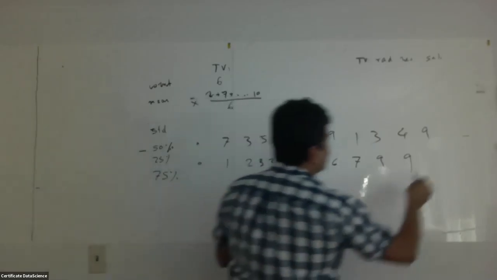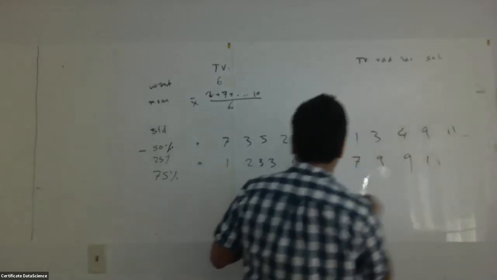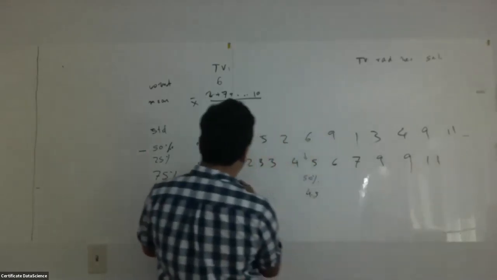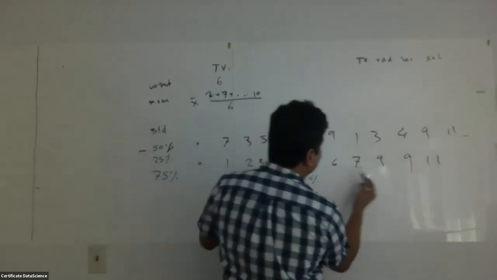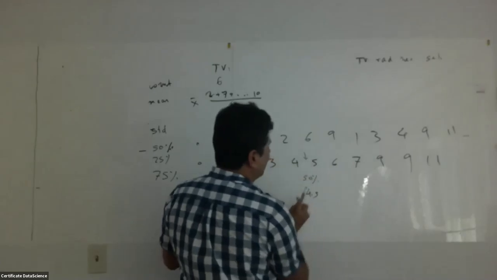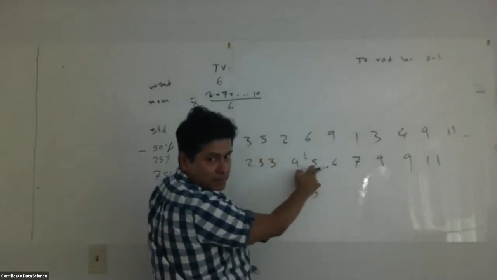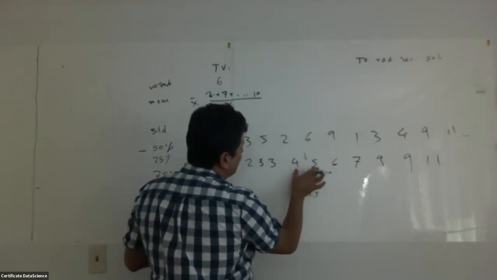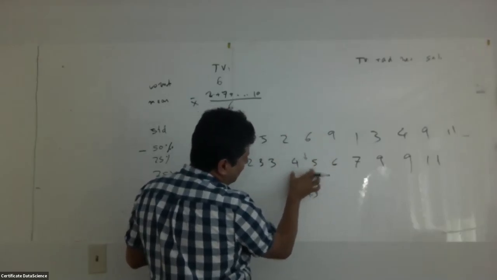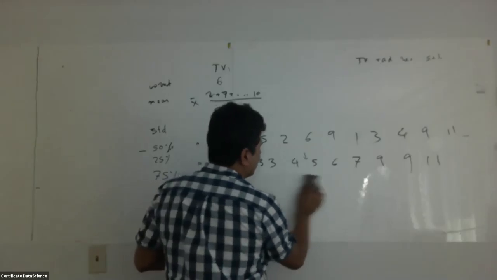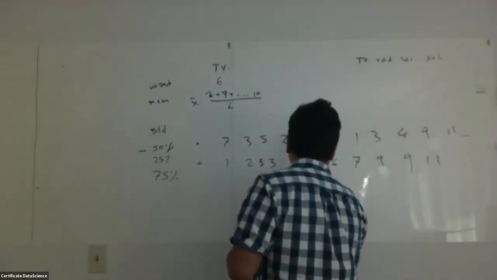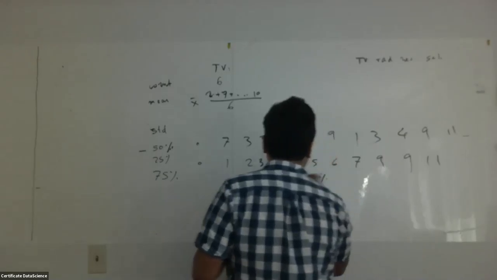However, if there was another number, say 11, then it would be 5, because 5 would be the middle. There would be 11 numbers and it would be the fifth. 1, 2, 3, 4, 5, 1, 2, 3, 4, 5, and that's the middle. If it is an odd number, you take the middle guy. If it is not an odd number, for 50%, you take the average of the two. So this is your 50 percentile now, 5.